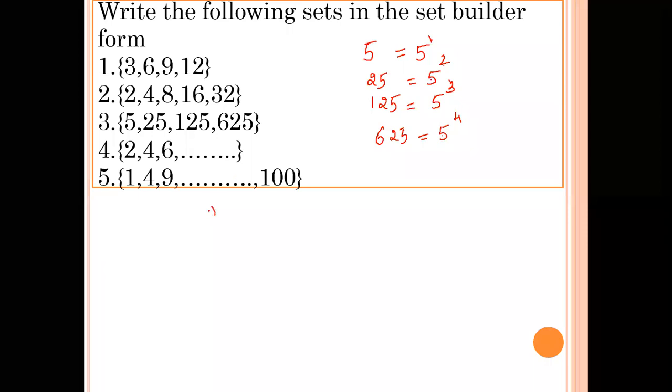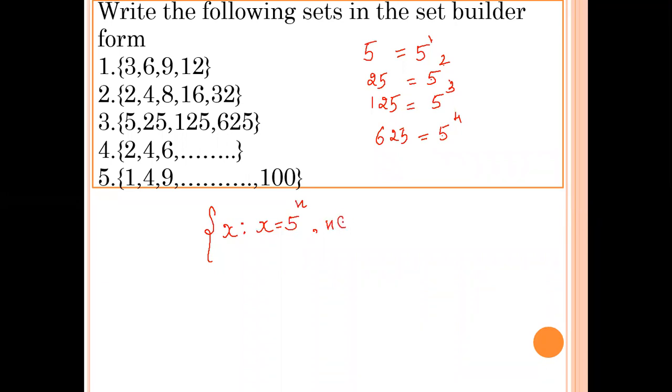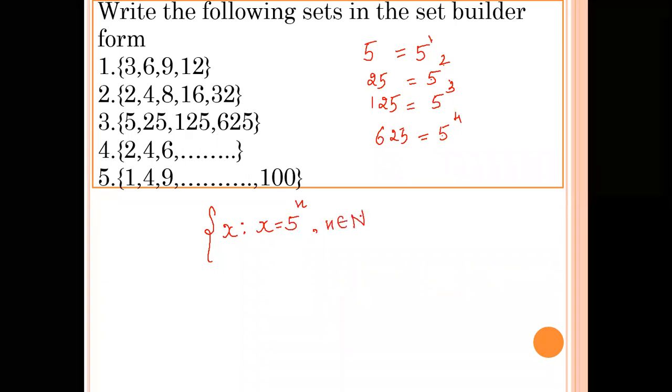So how will you write it? We will write it as the set of all x such that x is equal to 5 to the power n. 5 to the power n, n belongs to natural numbers. But can we include all the natural numbers, or do we have to restrict? Should we include all the natural numbers?